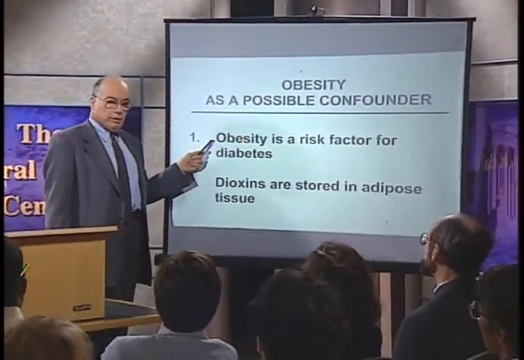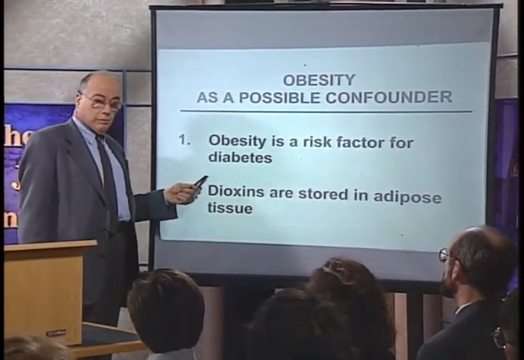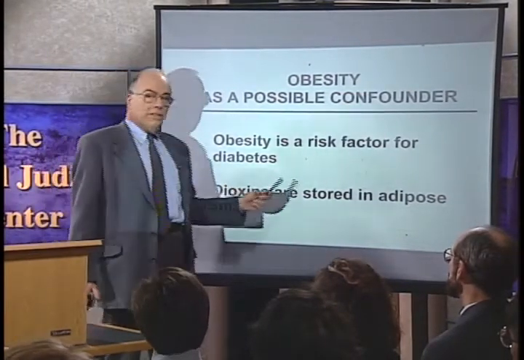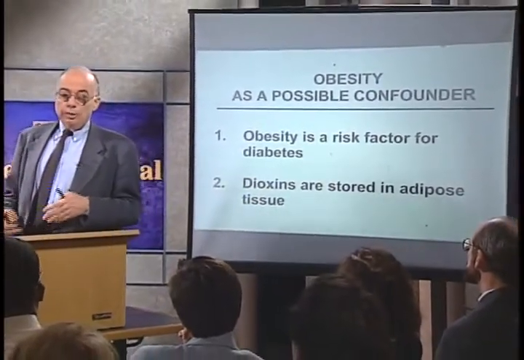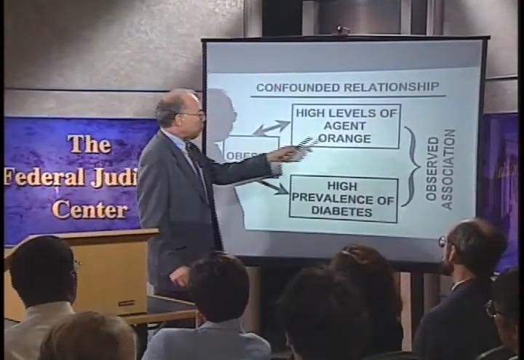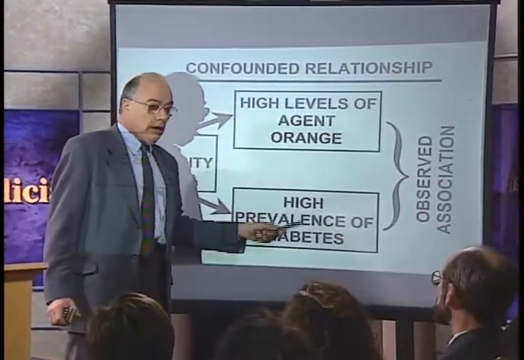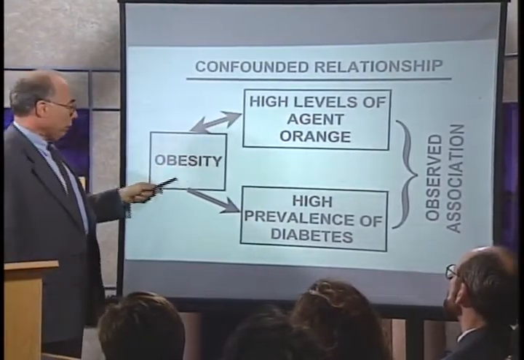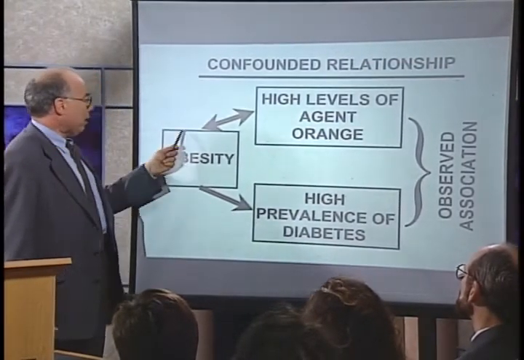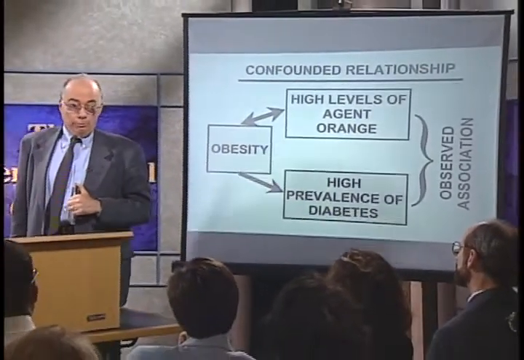But the possibility was raised that this association that we observe might be due to confounding. How could that happen? We know that obesity is a risk factor for diabetes. We also know that the dioxins, of which Agent Orange is a mixture, are stored in the fat tissue, in the adipose tissue. And therefore, we would expect higher blood levels of dioxin in people who have more cells storing the dioxins. Therefore, it is possible that we observe the association between high blood levels of Agent Orange and high prevalence of diabetes because both are associated with obesity. Obesity, we know, is a risk factor for diabetes, and obesity is linked to high levels of Agent Orange in the blood. This has not yet been clarified, what the nature of this relationship is.